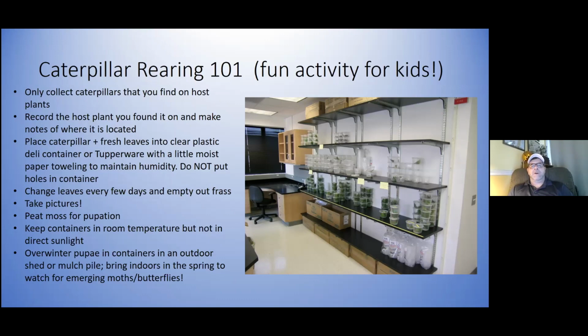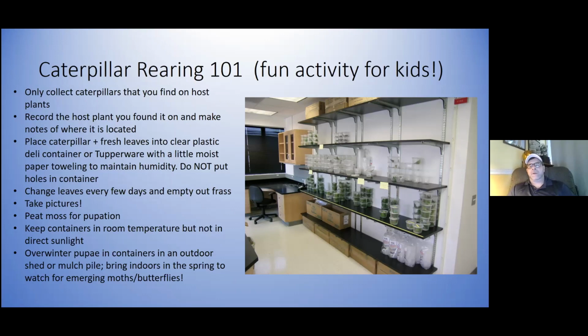And so you need to go back and get some leaves from that plant or one like it in order to continue to allow them to develop in captivity. I like to rear them in these clear plastic deli containers that you just buy. You can get them at a deli or you can just buy them yourself. The clear are great because you can see what's happening in the container before you open it up.